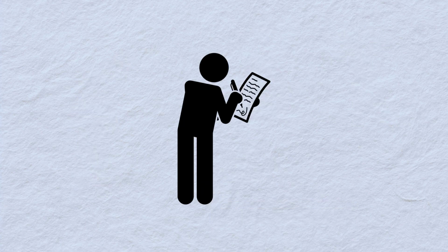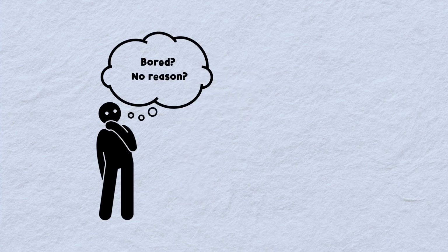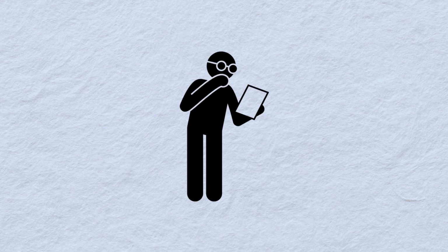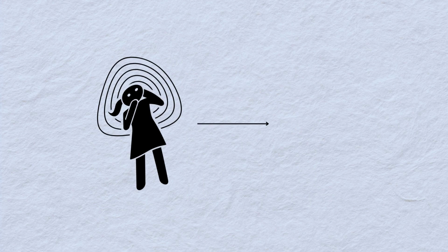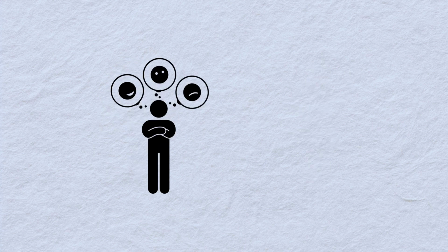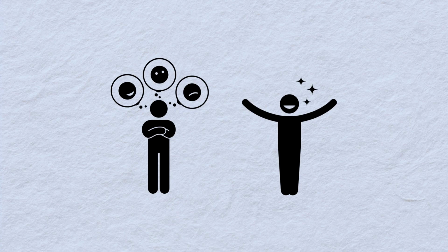Spend a few days tracking your scroll impulses. What are you feeling right before you open the app? Write them down. This simple awareness exercise turns an unconscious habit into a conscious choice. And when you can identify the emotion, you can replace the reaction.